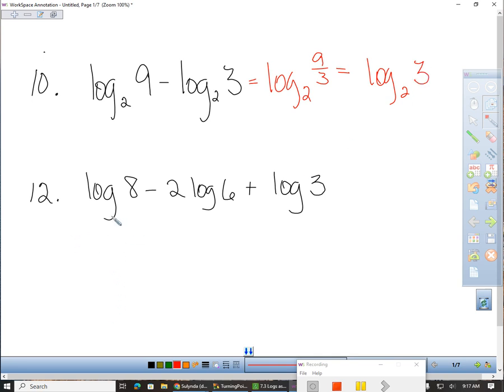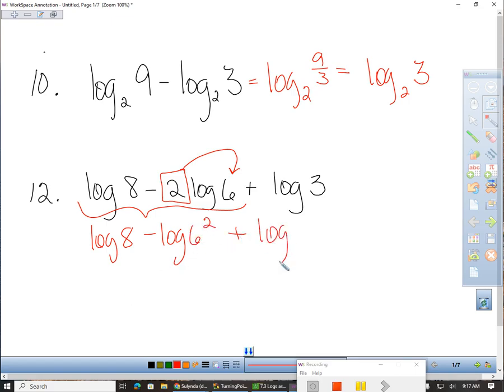Number 12, again, in the log world, when we subtract, we really divide. But there's something we have to do first. Remember we talked about how you have to move this coefficient to the exponent. So we get log 8 minus log 6 squared plus log 3. So this is log 8 minus log 36 plus log 3.